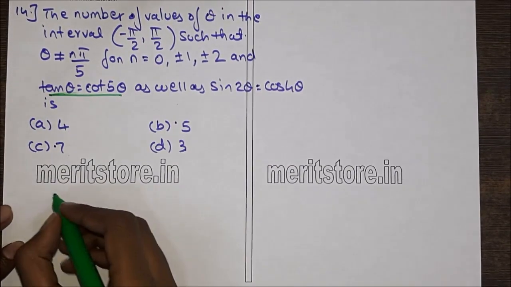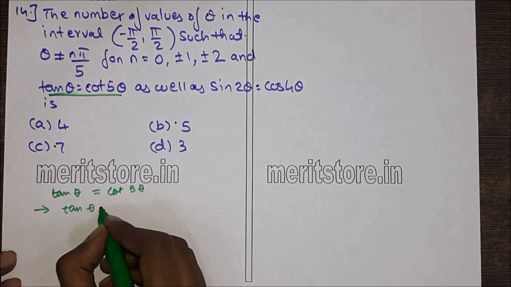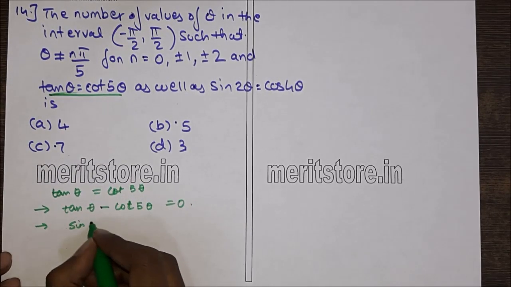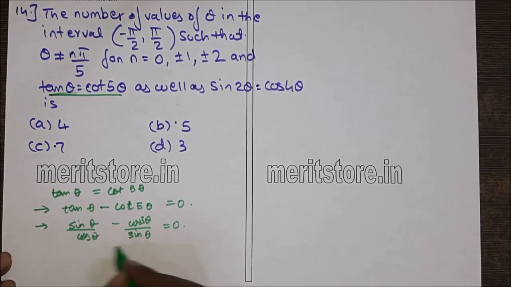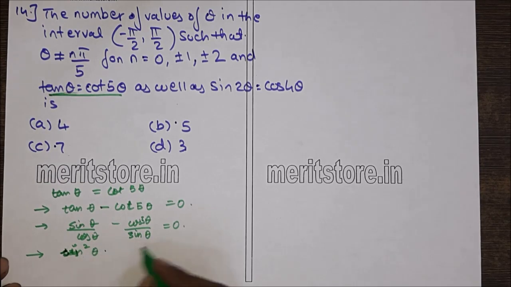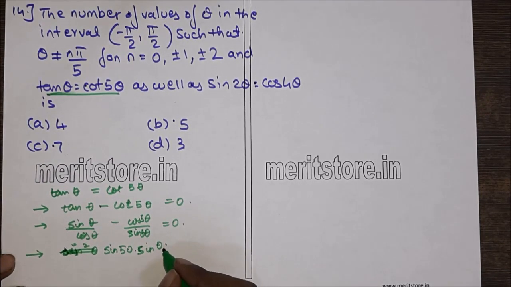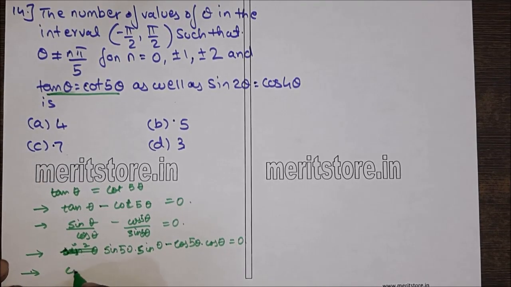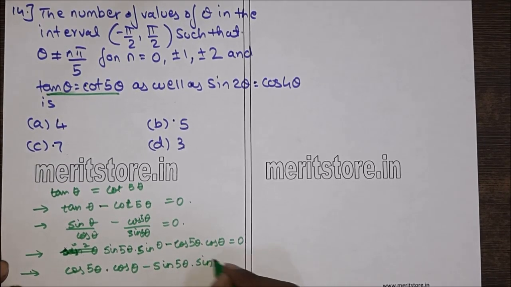First we consider case 1, that is tan theta is equal to cot of 5 theta. So that is tan theta minus cot 5 theta is equal to 0. So converting everything into sin and cos, we get sin theta upon cos theta minus cos 5 theta upon sin 5 theta is equal to 0. Cross multiplying it, we get sin 5 theta into sin theta minus cos 5 theta into cos theta is equal to 0. That is cos 5 theta into cos theta minus sin 5 theta into sin theta is equal to 0.